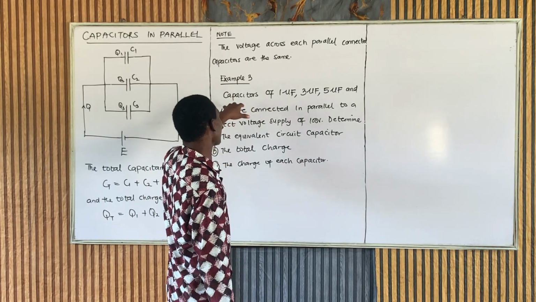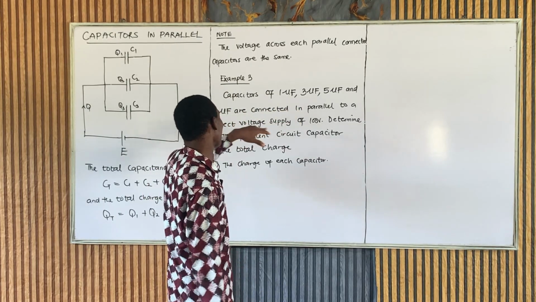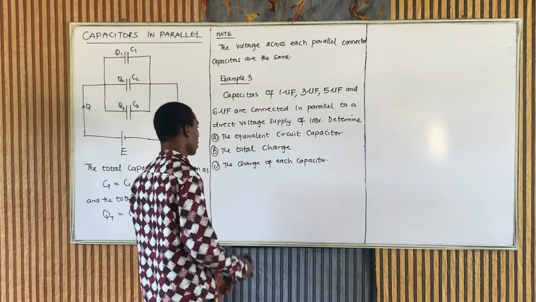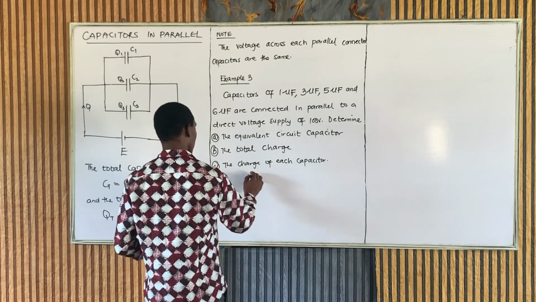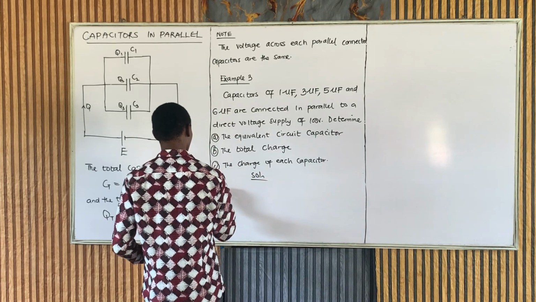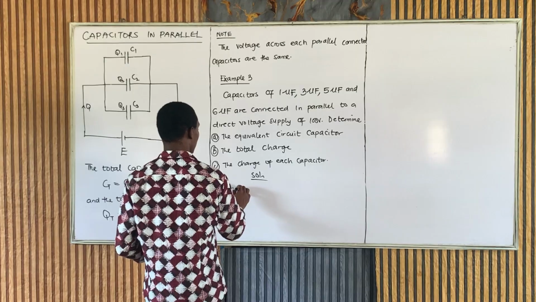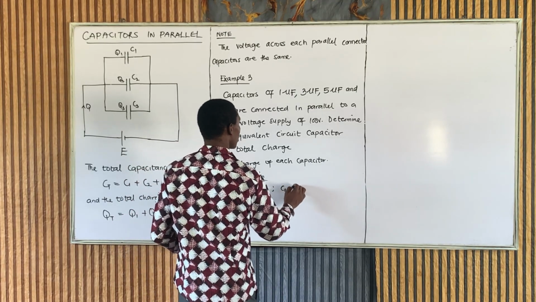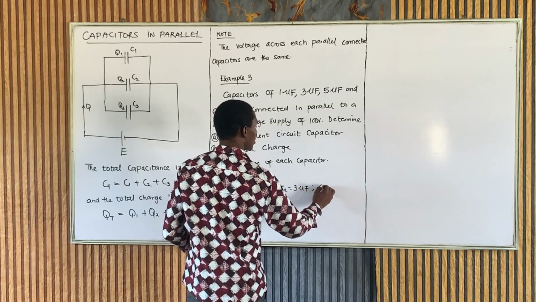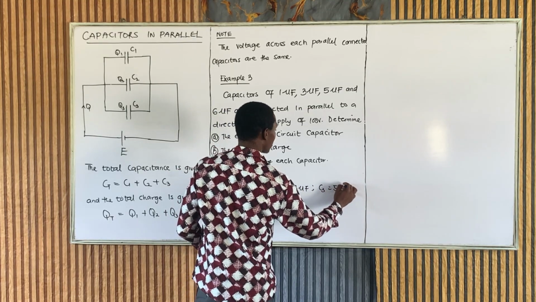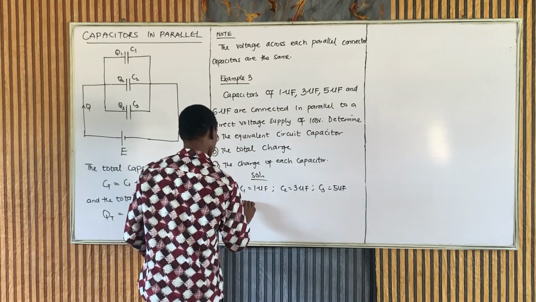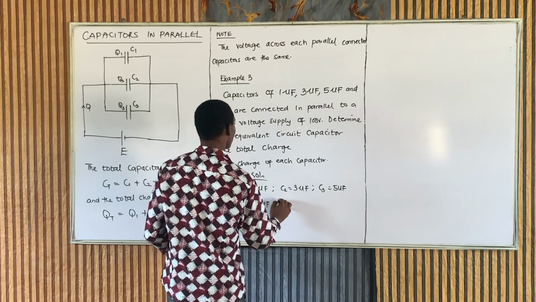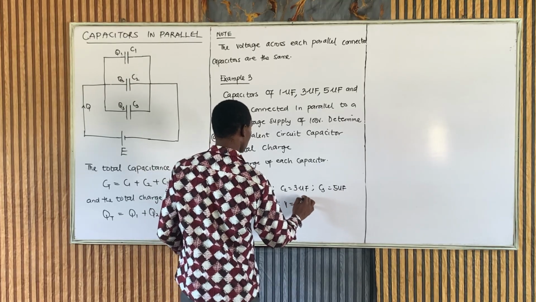Example: 3 capacitors of 1 microfarad, 3 microfarad, 5 microfarad, and 6 microfarad are connected in parallel to a direct voltage supply of 100 volts. Let's take out what we are given now. The given here is C1, 1 microfarad, C2, 3 microfarad, C3, 5 microfarad, C4, 6 microfarad. And lastly, we are given the voltage, 100 volts.